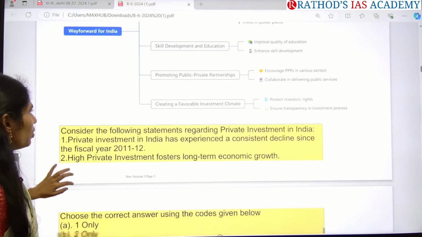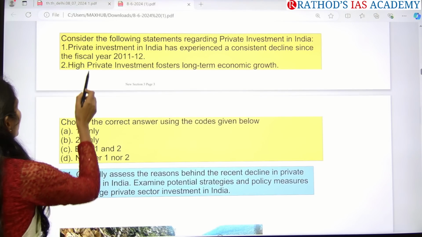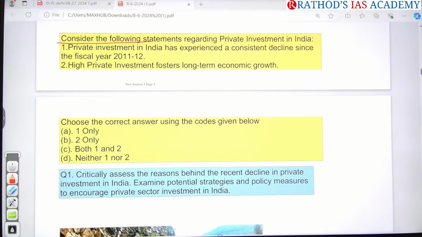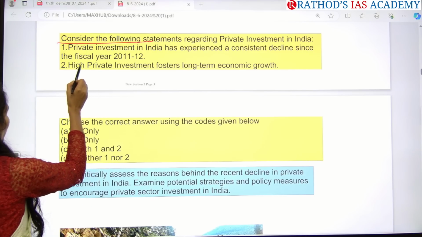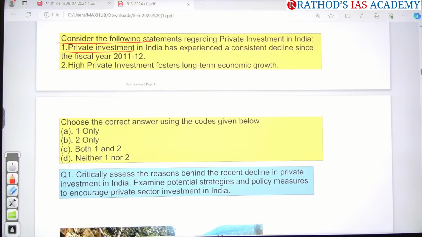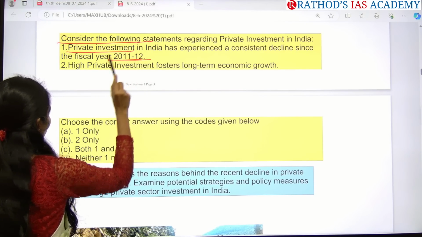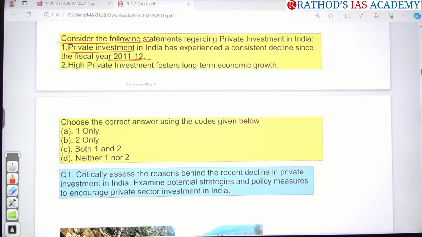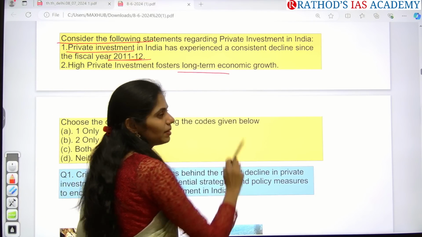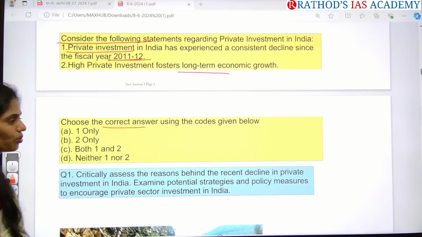And I want to give you one prelims question and one mains question. See the prelims question here. Consider the following statements regarding private investment in India. The first statement I gave here is, private investment in India has experienced a consistent decline since 2011 to 2012. And this one is, high private investment fosters long-term economic growth. So choose the correct answer using the codes given below.